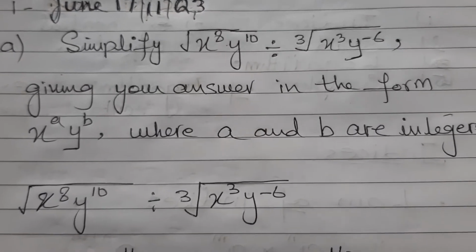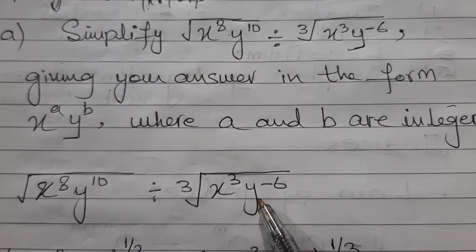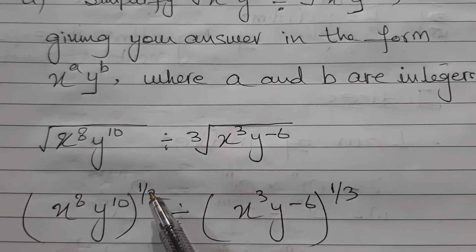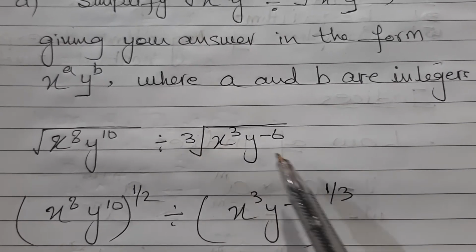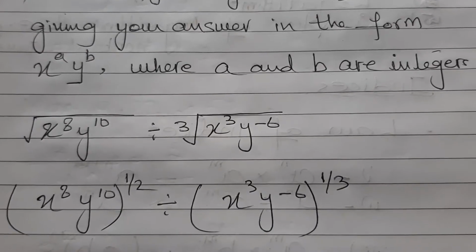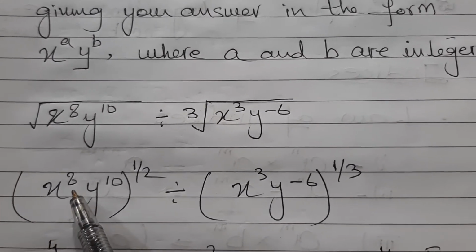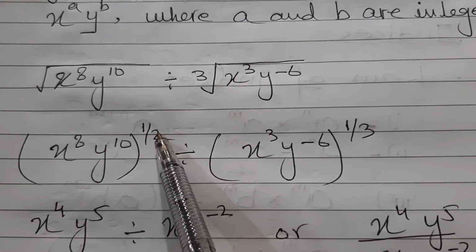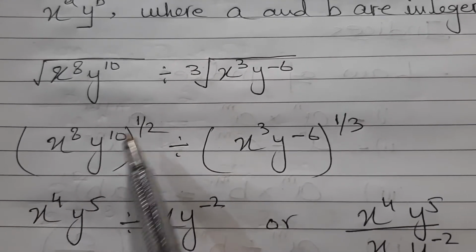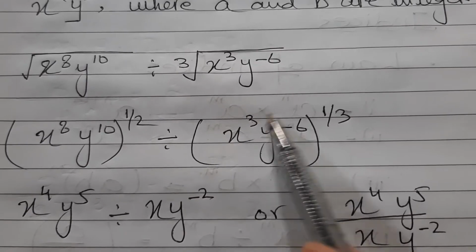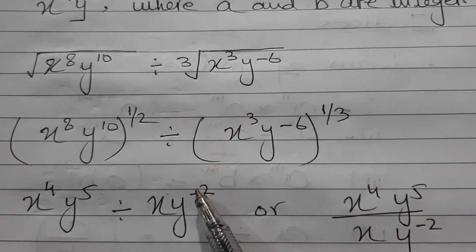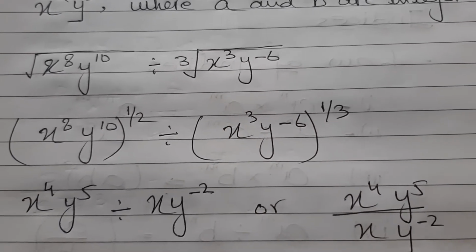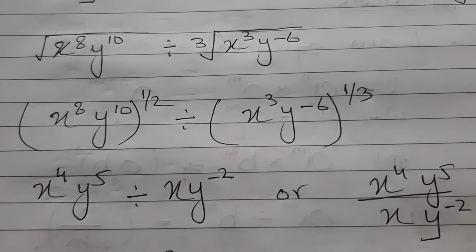So let's see stepwise. I have written the question here again. Now I told you root means power half. So first step I am writing power half here, and this means cube root, which means power 1 over 3. After that I am multiplying the power of each term by half. Can you see this? 8 multiplied by half is 4. 10 multiplied by half is 5. Then 3 multiplied by 1 over 3 is power 1. And minus 6 multiplied by 1/3 is minus 2. So I am multiplying each term by the power and this is the simplified form of it.